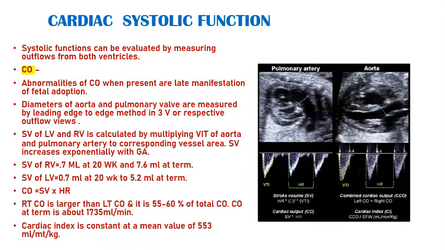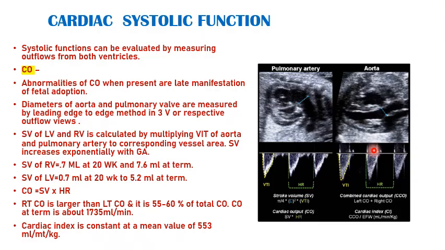Systolic functions can be evaluated by measuring outflow from both ventricles. First is cardiac output. Abnormalities of cardiac output, when present, are a late manifestation of fetal adaptation. Diameters of the aorta and pulmonary valve are measured by the leading edge to leading edge method in 3-vessel or respective outflow tract views. Stroke volume of LV and RV is calculated by multiplying the VTI of the aorta and pulmonary artery by their corresponding vessel areas.